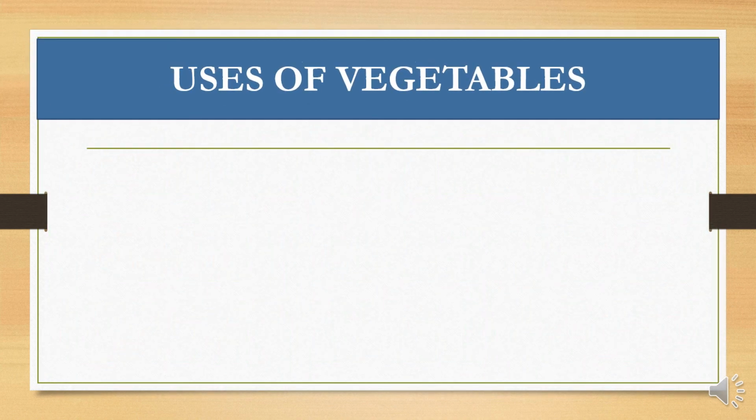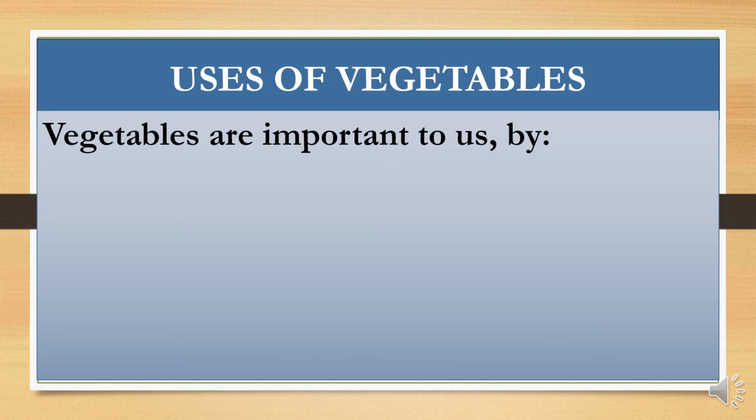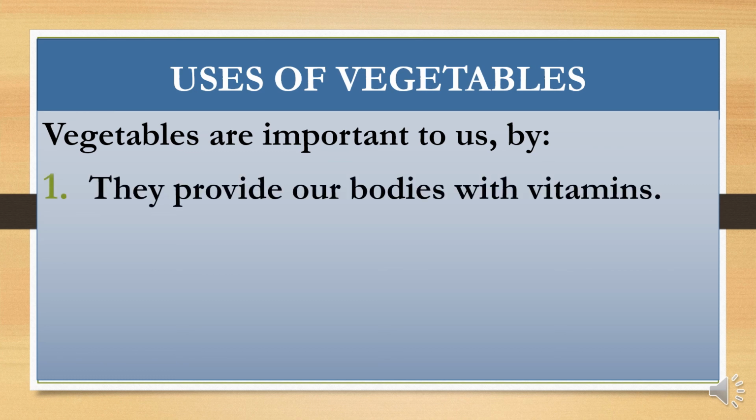So let's see uses of vegetables. Now, vegetables are very important to us. By one, they provide our body with vitamins. Vegetables provide our bodies with what? Vitamins. Which we use in fighting diseases. It enables the white blood cells in the body to fight what?